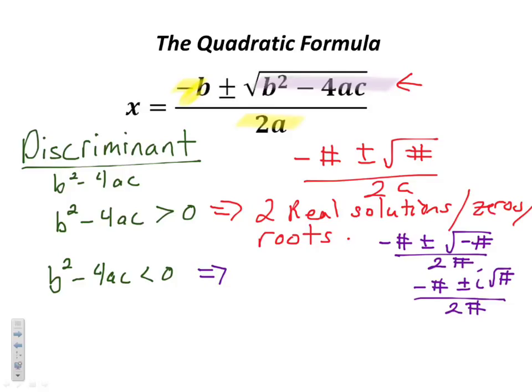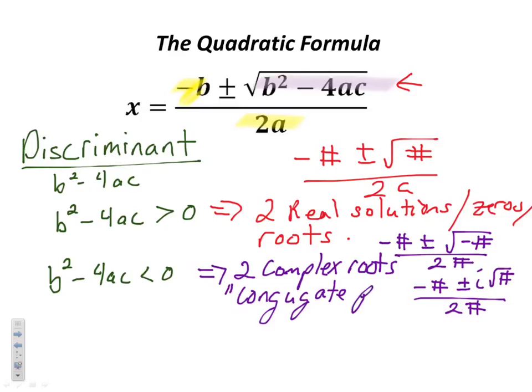So rather than write all that stuff out again, we're just going to say this is going to give us 2 complex roots. Remember, though, that roots and zeros and solutions, they all go together. 2 complex roots. And what's special about these roots? Something I want you to take note of is that they're conjugate pairs.